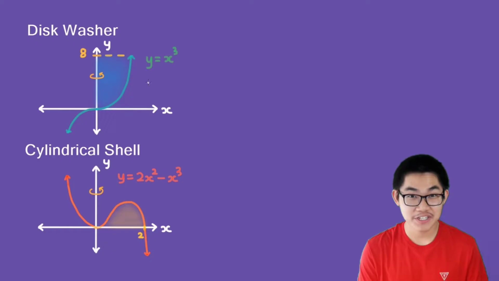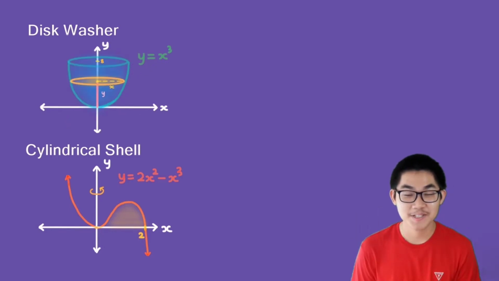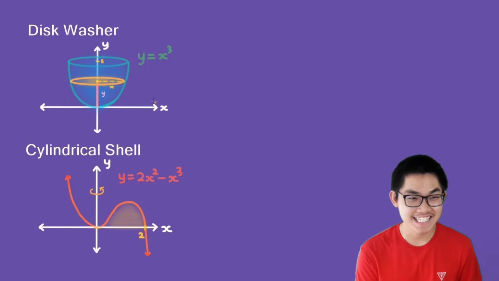Here we have a function y is equal to x to the power of 3, and we want to take the area between the y-axis and this function. So we want to take the area here and rotate it around the y-axis. As you can see, this is the three-dimensional object that we want to find the volume of. If the object looks like half of a cucumber, then you have to use the disk method.